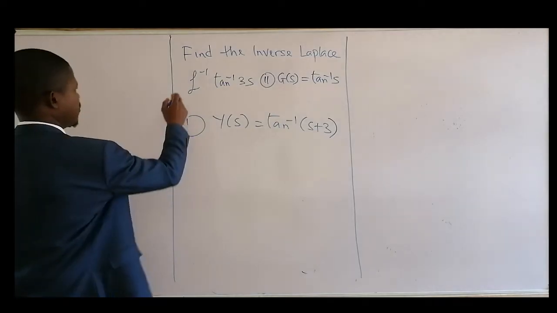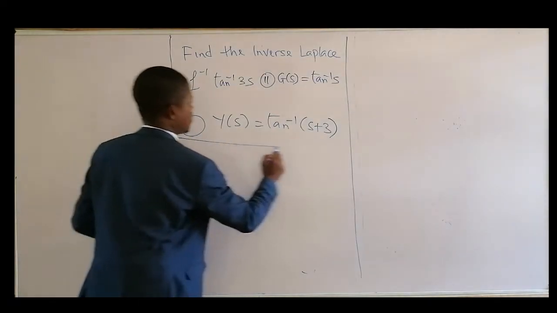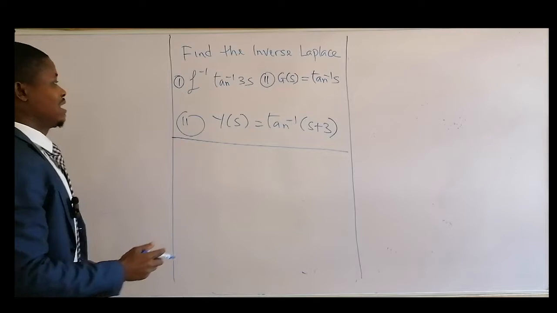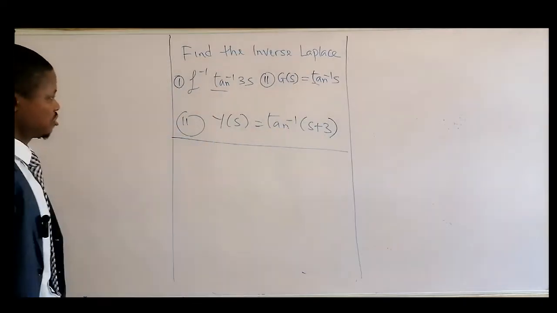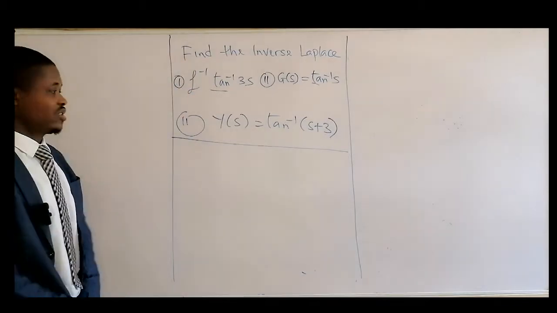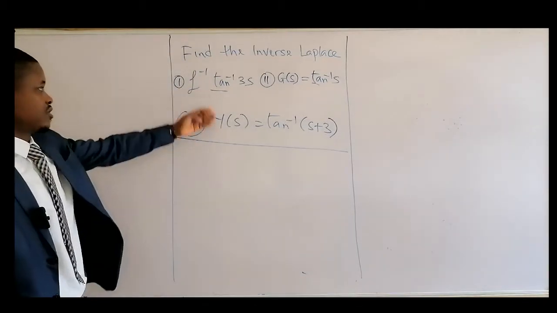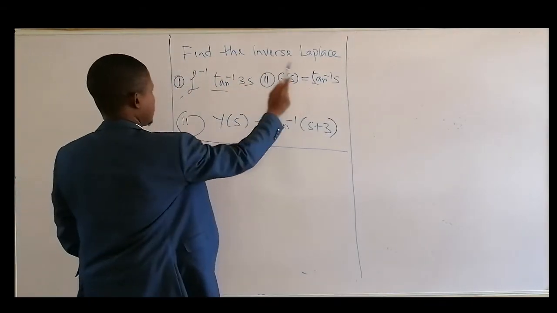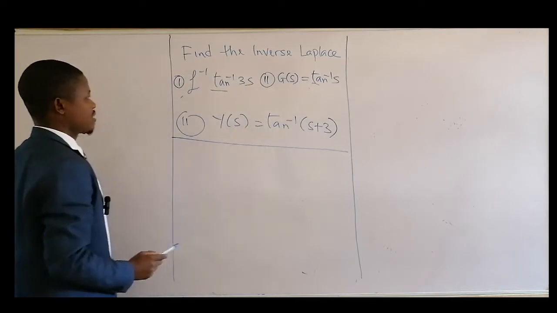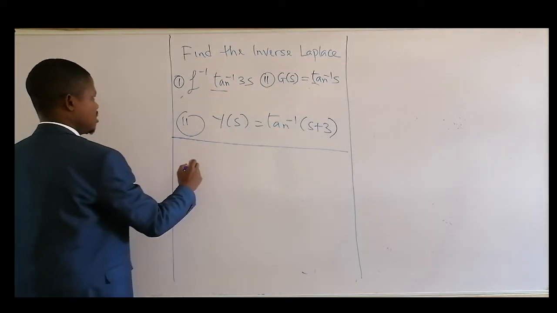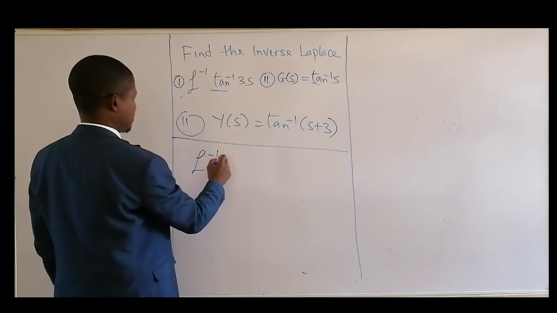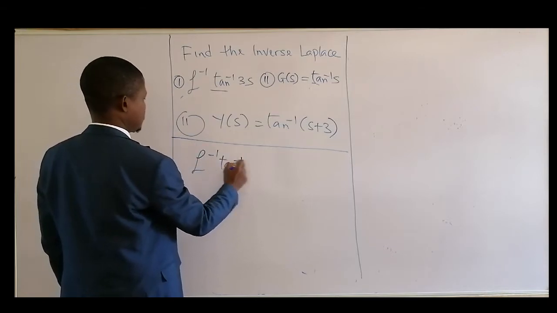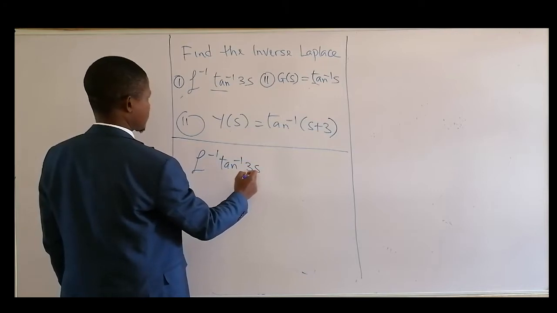Find the inverse of the following questions. If you look at all of them, they are all arctan. So just take one or two questions, and they follow the same sequence. Find the inverse of this function, this, this, this. For the first one, the inverse of arctan 3x.